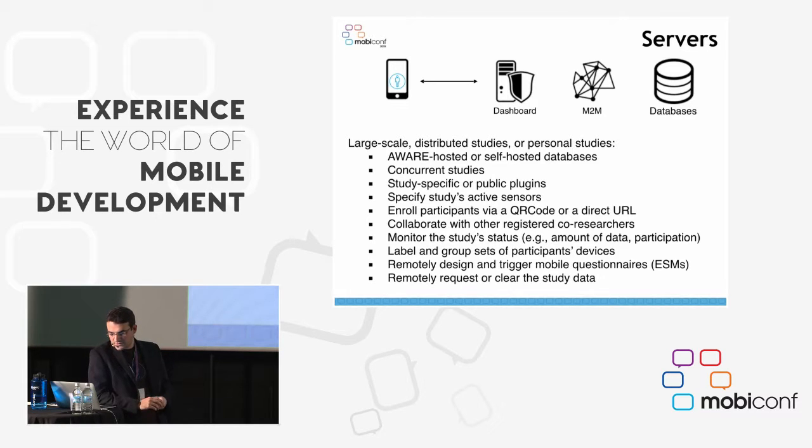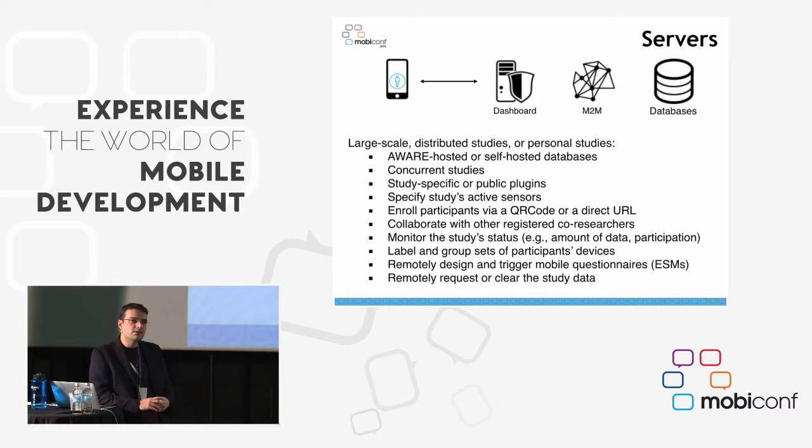You can run multiple studies at the same time. You can have plugins that only the people who belong to the study actually have access to, or you can just make it public. You can specify any combination of sensors you want to collect data from. You can enroll participants by just scanning a QR code or giving them a URL. The QR code is easier.